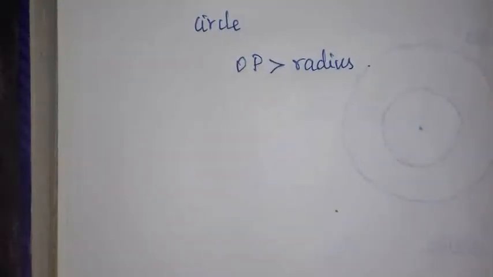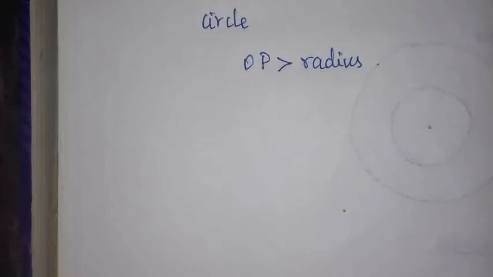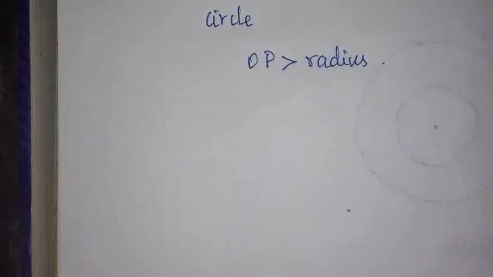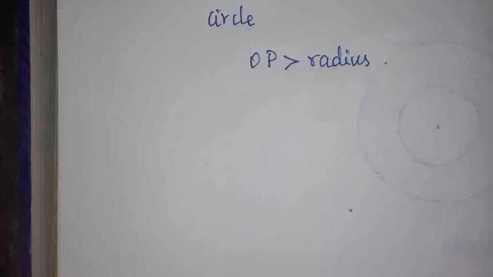Now have you all understood this? First, what have we written? If the point is inside the circle, OP will be less than the radius. If OP is greater than the radius, then we say the point is outside the circle. If it is on the circle, OP is equal to the radius. Have you all understood this position of a point with respect to the circle?